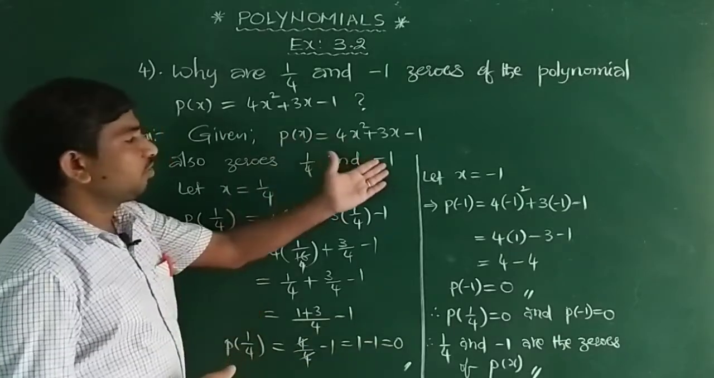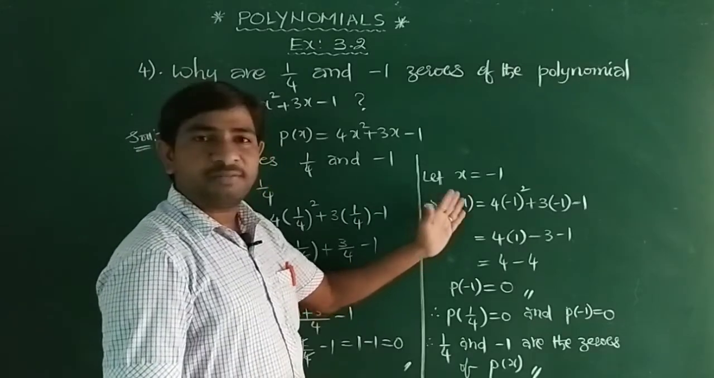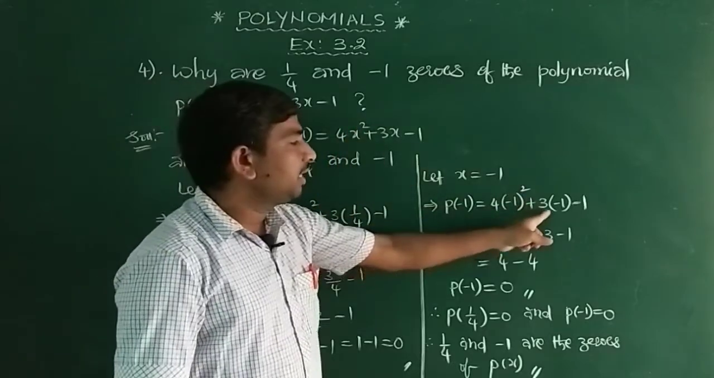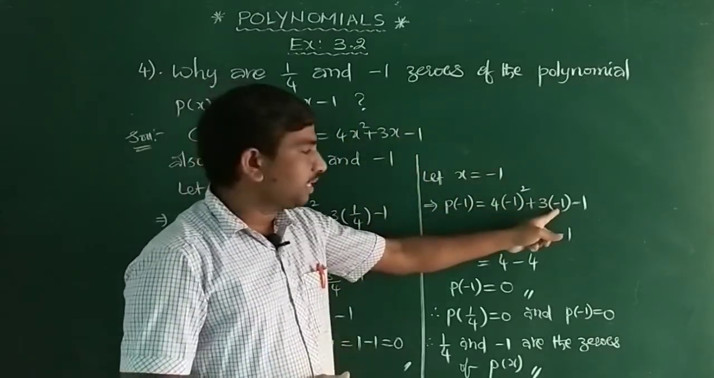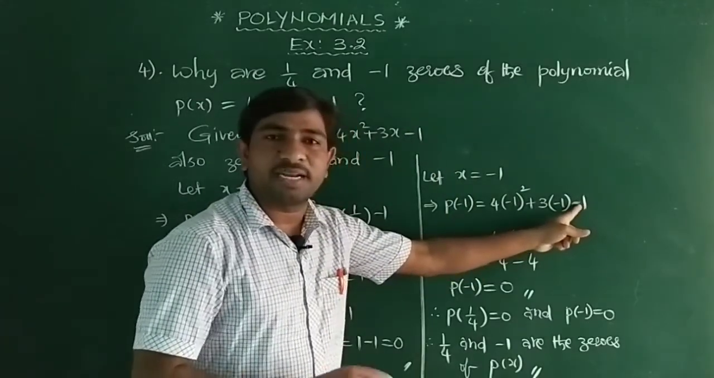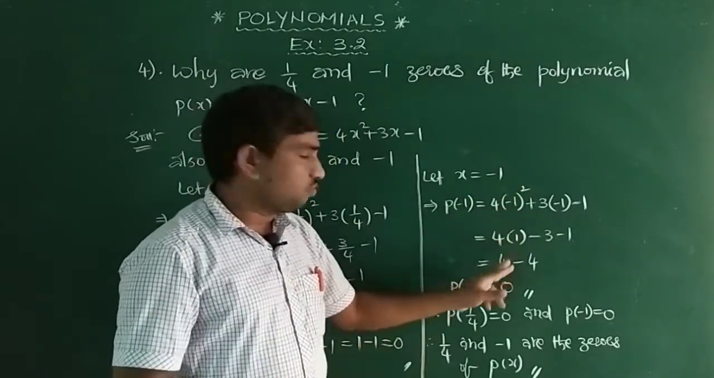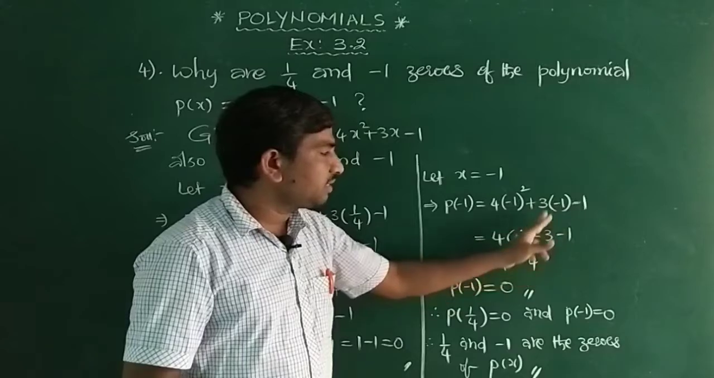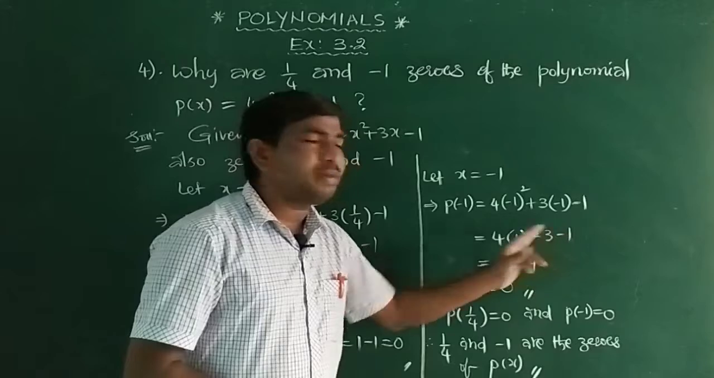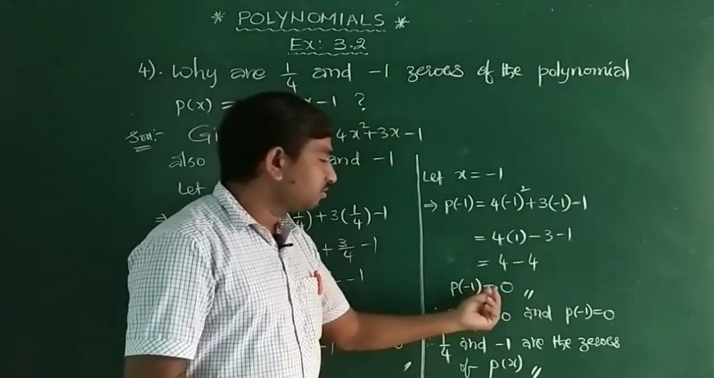Next take the next zero, let x = -1. Substitute -1 at the x place. p(-1) = 4 into (-1)² plus 3 into (-1) minus 1. There is no x here, so only the constant term -1 you can write. So (-1) whole square means 1 only. So 4 into 1 is 4, minus 3, minus 1. Now 4 minus 3 minus 1, how much? Minus 4 we can add, 4 minus 4 is 0. So p(-1) = 0.